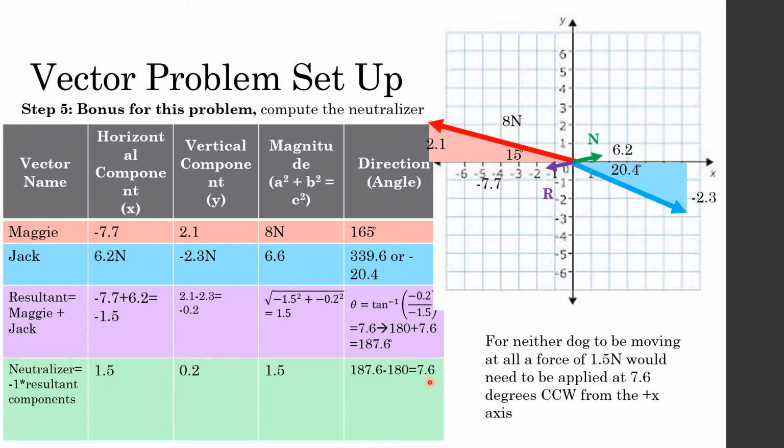And remember before, when we did this calculation for the resultant and we got 7.6, that wasn't correct, right? Because we had two negative components, so it's supposed to be in the third quadrant. But here we have two positive components, so 7.6 is absolutely right.